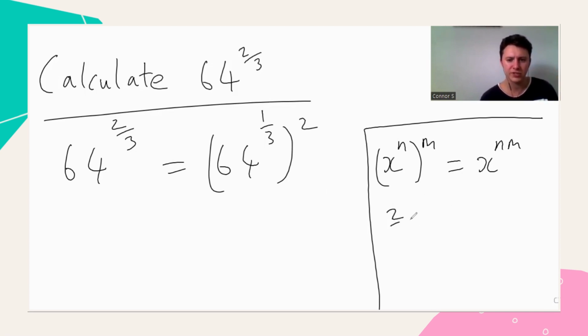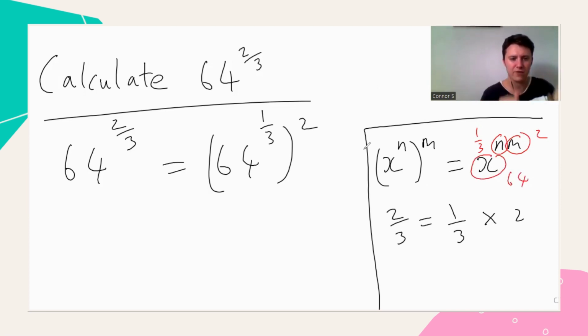And of course, the number 2 over 3 is just the same as 1 over 3 times by 2. So basically what I'm doing here is I'm saying that this n is 1 over 3 and this m is 2, and obviously this x in our question is 64. So we're just splitting the 2 over 3 into 1 over 3 times by 2. Okay, great. So then we're going to do our calculations.